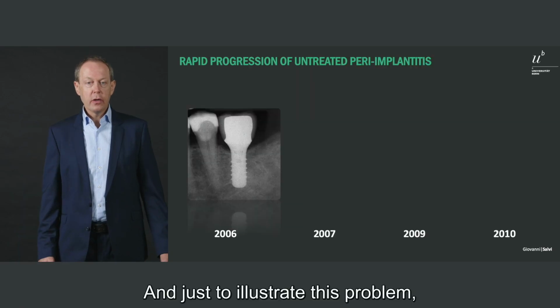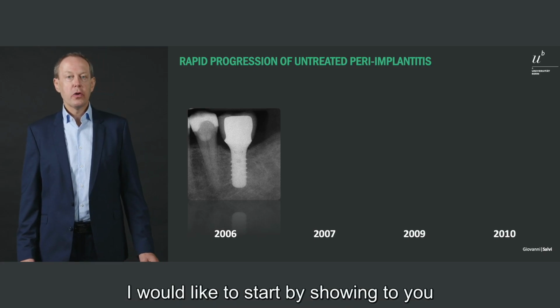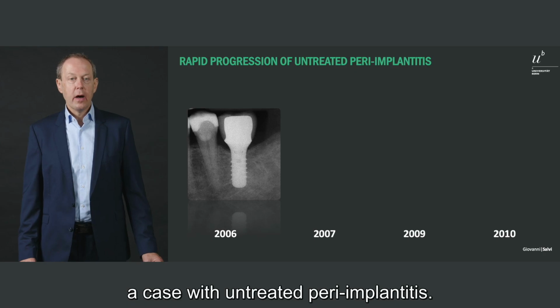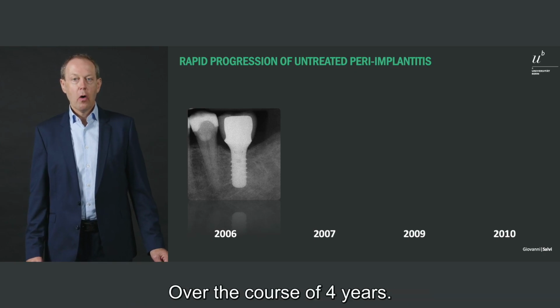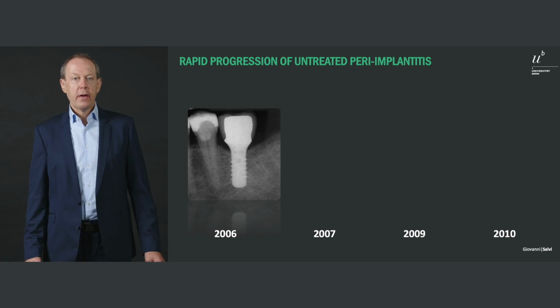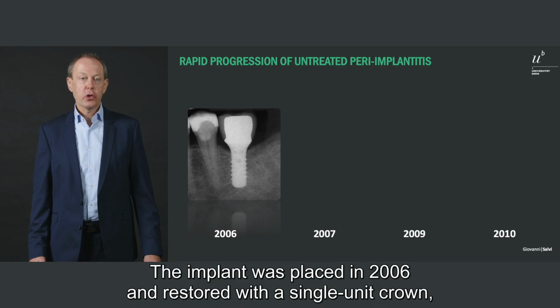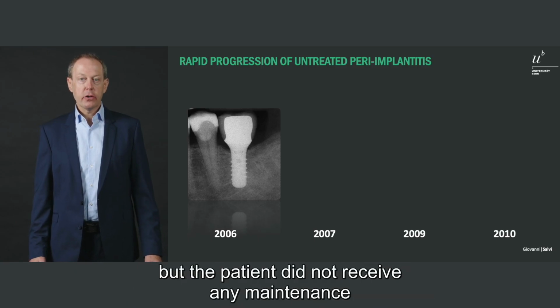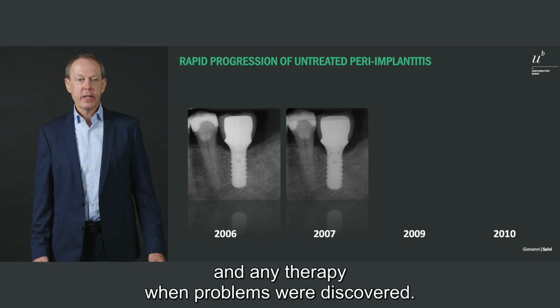And just to illustrate this problem, I would like to start by showing to you a case with untreated peri-implantitis over the course of 4 years. The implant was placed in 2006 and restored with a single unit crown, but the patient did not receive any maintenance and any therapy when problems were discovered.